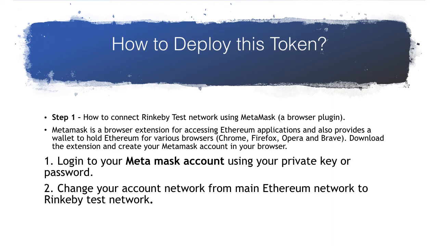So how do we deploy this token? First, we connect to the test network using MetaMask, which is a browser plugin. We don't try to run it on the main network because on the main network you actually have to spend money to transfer tokens or create tokens, run the contract, and so on. Whereas in the test network, you can use what are known as faucets. You can get dummy Ethereum to spend.